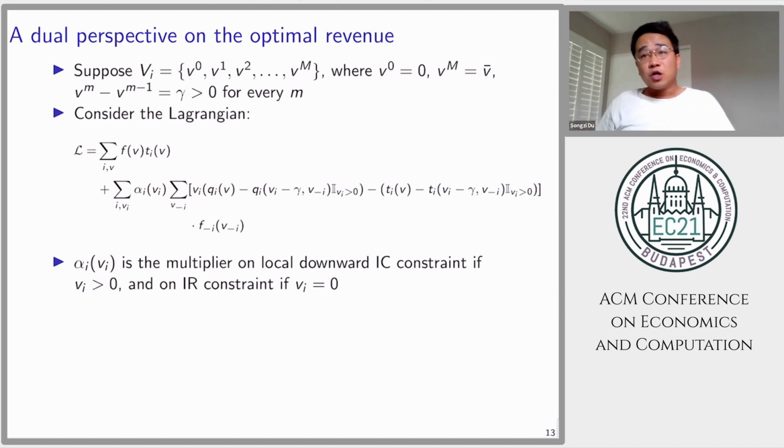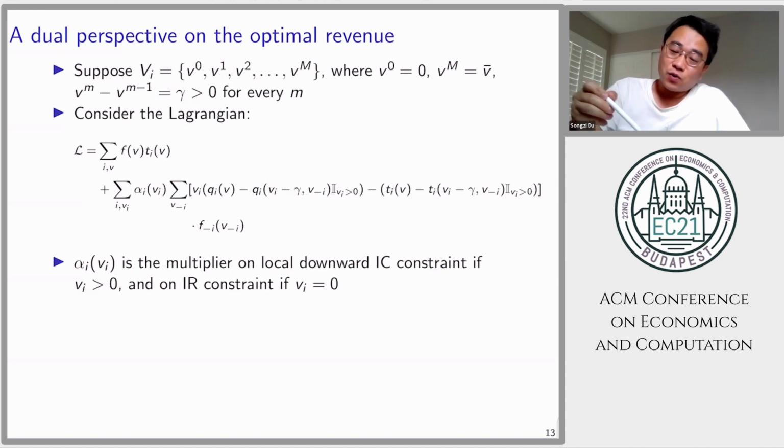Suppose we want to solve the optimal auction design problem as a constrained optimization, so we can write down the Lagrangian. This is the objective. Suppose F is the probability mass function for this discrete set of values. Here we have the revenue, and then let us just look at the local downward IC constraint. For every value Vi, we look at the IC constraint of not wanting to deviate to Vi minus gamma, because Vi minus gamma is just the next value immediately below Vi in this discrete grid.